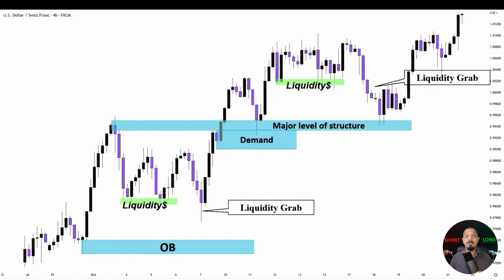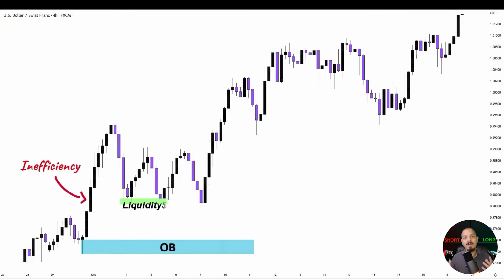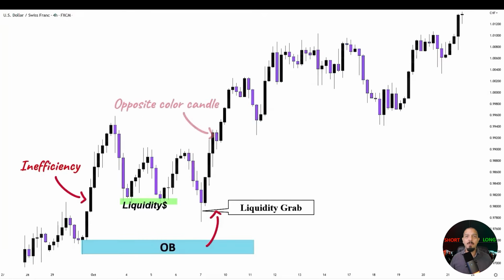Looking at the left side of the chart, we had a clean push to the upside, but it left behind an imbalance, a gap. In that case, we'd expect price to come back down, fill that gap, and hit the order block, which is where we'd be looking to get in. Then you see this opposite color candle creating another pocket of inefficiency, a textbook demand level.